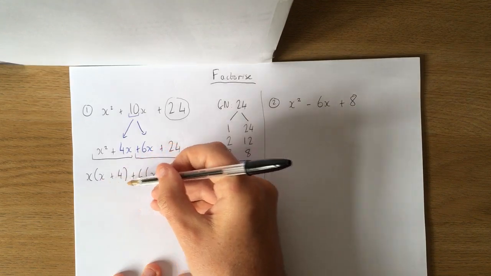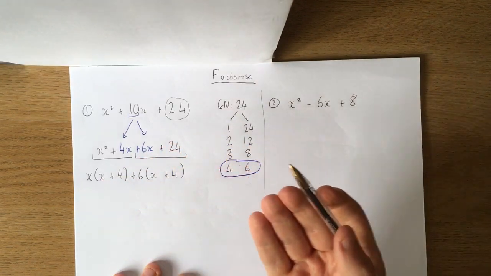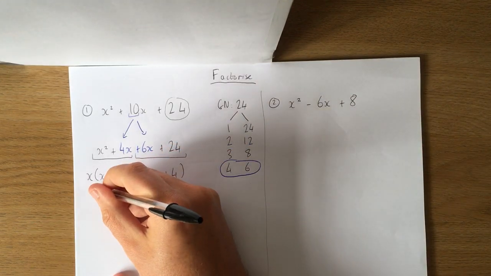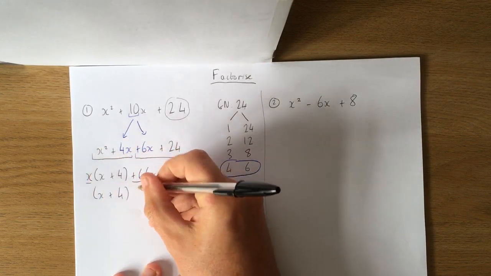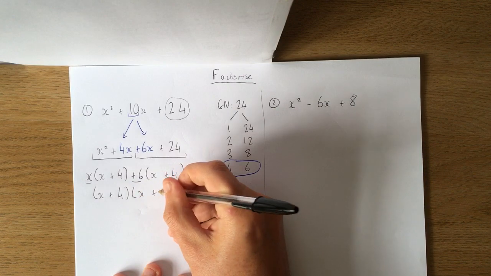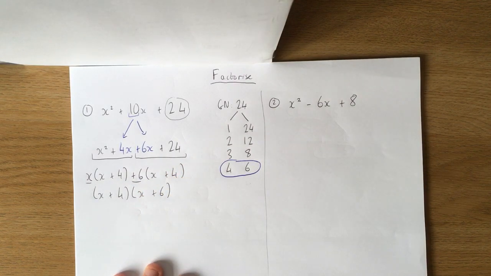Do I have the same thing in both brackets? Yes, I do. So I've done this right. Just factorize that out then. x plus 4. That leaves you with x plus 6. So that goes in the other bracket. Okay, that's that one done.